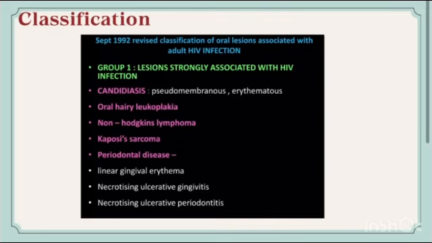In group 1, lesions strongly associated with HIV infection. Let's see one by one: candidiasis, oral hairy leukoplakia, non-Hodgkin's lymphoma, Kaposi sarcoma, and periodontal diseases like linear gingival erythema, necrotizing ulcerative gingivitis, and necrotizing ulcerative periodontitis.